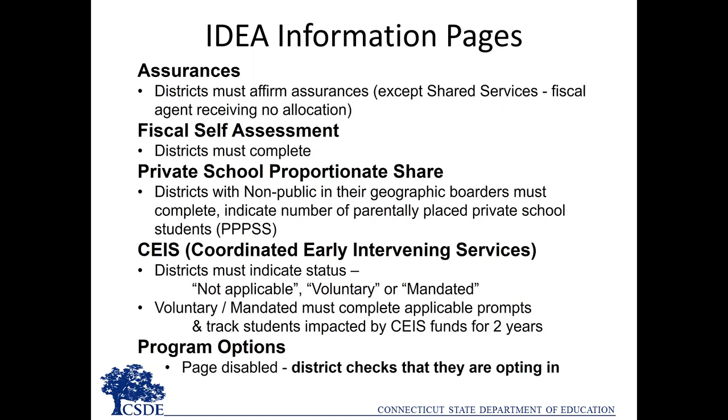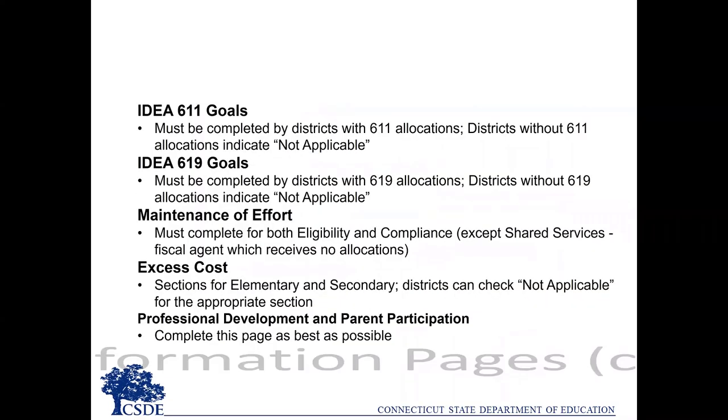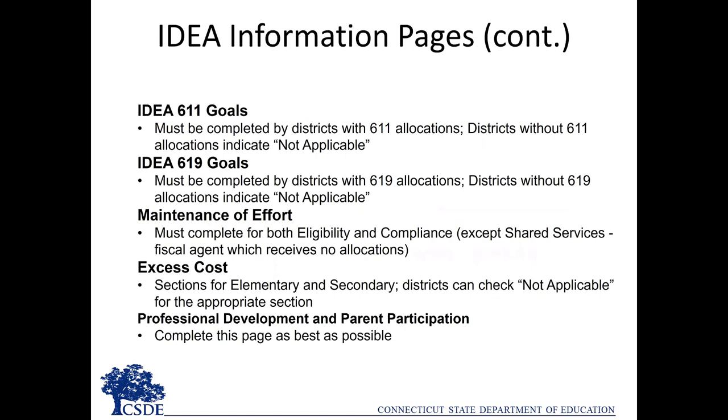Program options: this is something that no one in the state does. We offer it to you. This is disabled, and you click this if you are opting in. Contact me, because we need to coordinate with other resources to try to have that piece done if you're going to be doing that. There are two sections on the goals, for both 611 and 619.